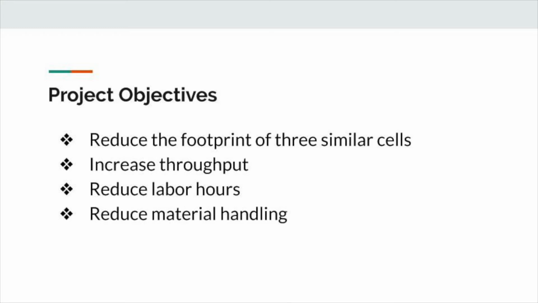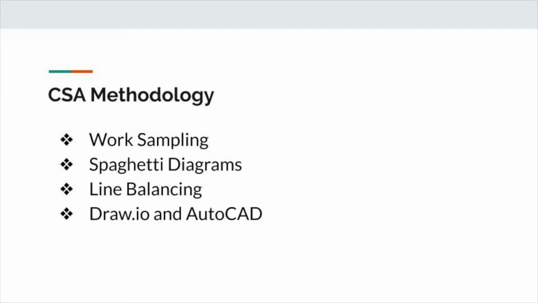For our team's project, the objectives were to reduce the footprint of three similar cells, increase throughput, reduce labor hours, and reduce material handling within the cell. To learn more about the process and understand the flow within the cells, we conducted a work sampling study and completed a spaghetti diagram. We also performed a line balancing task analysis to ensure all operators had equal portions of the cycle time to complete.